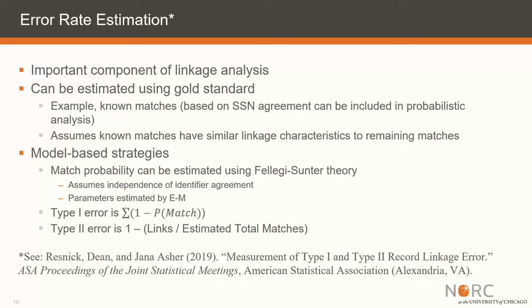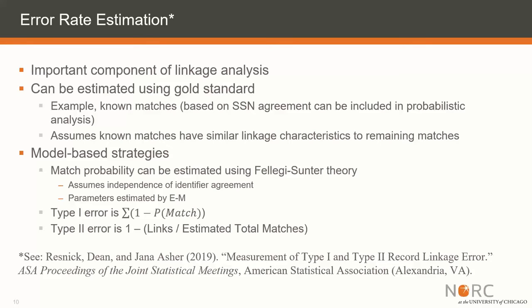So for that record, if you think about all the records which have 95%, well, then the probability of making a type 1 error is 5%. You just add up all the differences between 1 and that probability, and that would give you your estimate of type 1 error for the full linkage. And the type 2 error is shown with the formula on the third bullet under model-based strategies. So this is a method, and we've tested it, comparing it to gold standard, and it often works very well.